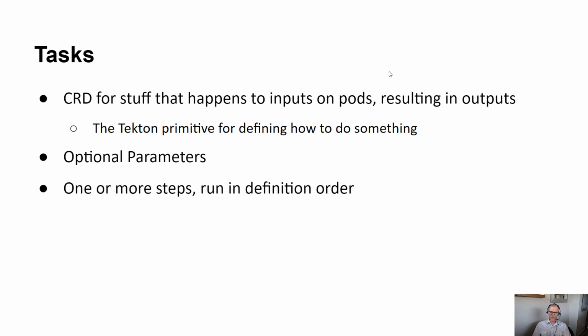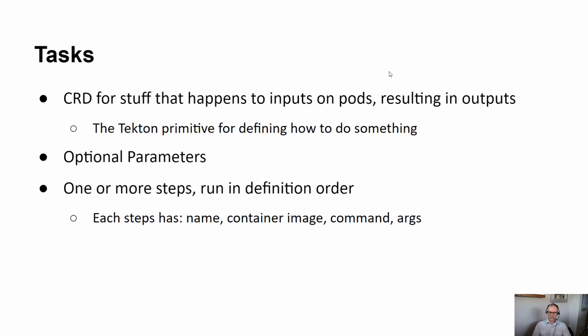Tasks can take parameters. They can have one or more steps that run in a defined order. And each step is a container image. So Tekton is built on Kubernetes, so it uses container images as the way to actually run stuff. And so we give each step a name, a container image, the commands and args, that sort of thing.